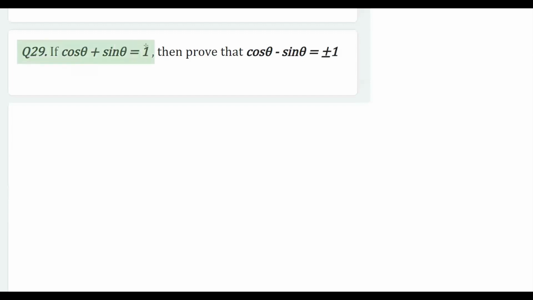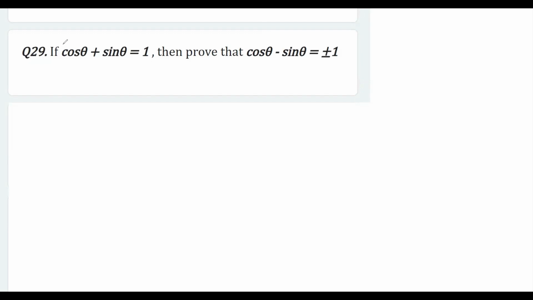In question number 29, it says if sine theta plus cos theta is equal to 1, then we have to prove that cos theta minus sine theta is this. It's cos plus sine is 1, and we have to prove cos minus sine is this. And now, one thing is very clear, that we must obtain the square of this, because we can see there is a plus minus of this. Now, let's see what is common between them.